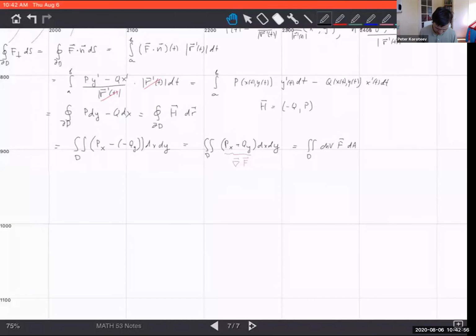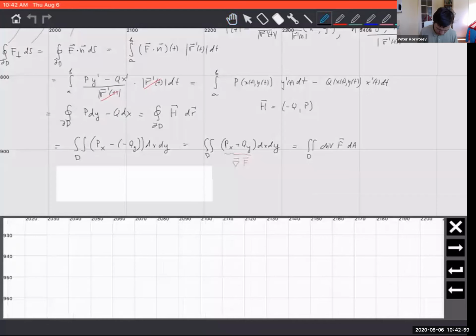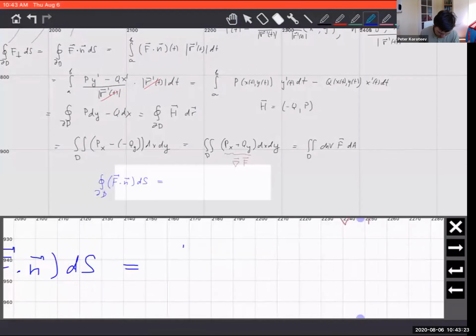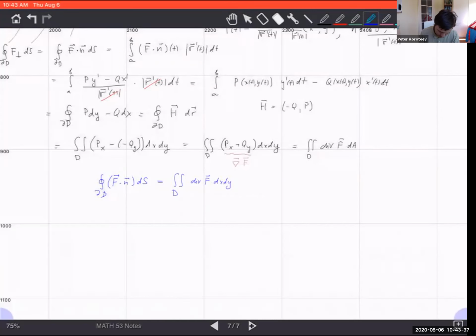So to summarize, we have proven the following formula, which says that the flux over the boundary of set D is equal to the integral of the divergence of this vector field over D.